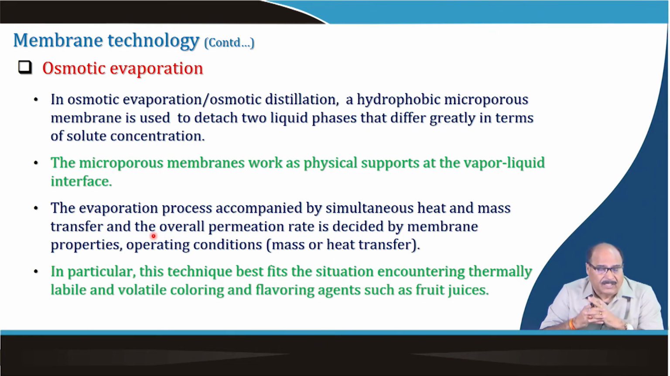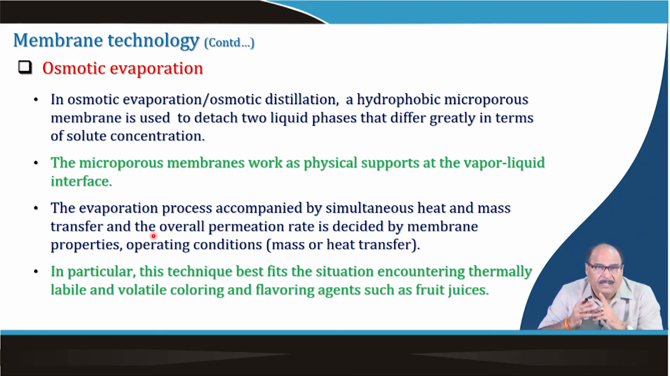Then osmotic evaporation is another method. In osmotic evaporation or osmotic distillation, a hydrophobic microporous membrane is used to separate two liquid phases that differ greatly in terms of solute concentration. The microporous membrane works as a physical support at the vapor pressure interface. The evaporation process is accompanied by simultaneous heat and mass transfer, and the overall permeation rate is decided by membrane properties, operating conditions, mass or heat transfer, etc.